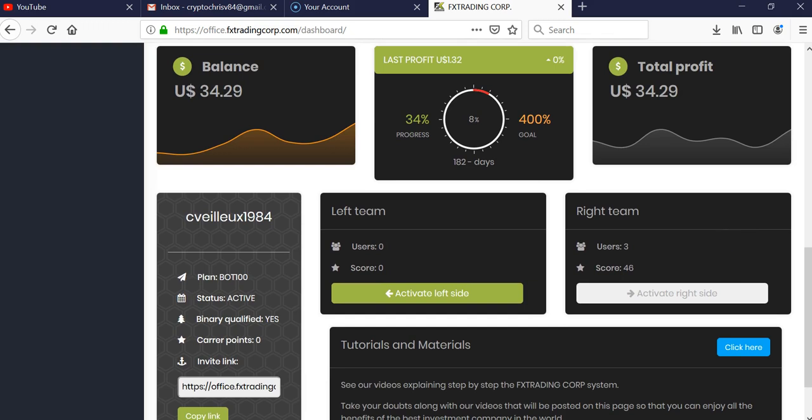I'll just briefly tell you about these two things. I have a right team and a left team. Right now, no one's on my left team because I haven't wanted to activate anybody on that side yet. I had my right side built up. I have 3 users there underneath me on that side. And I'm going to start activating people on the left side.